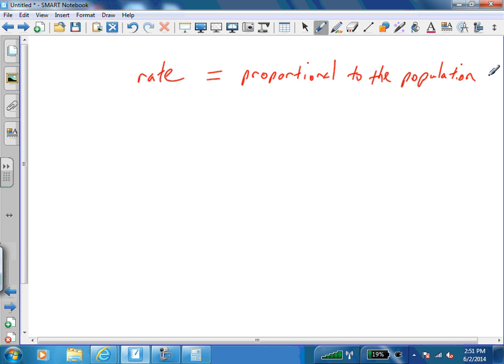For example, if you're carbon-14 dating, the rate at which the radioactive isotope carbon-14 deteriorates or breaks down is proportional to how much carbon-14 you have. The more you have, the faster it decays. The less you have, the slower it decays.